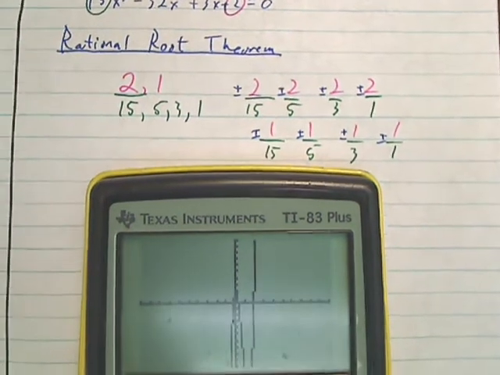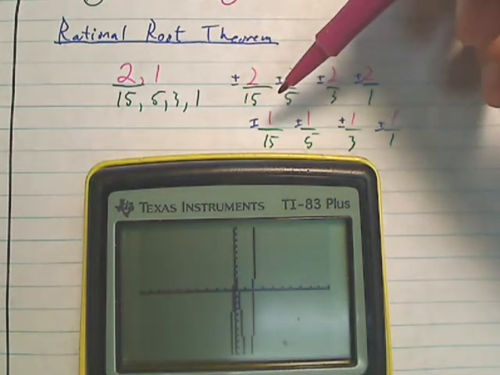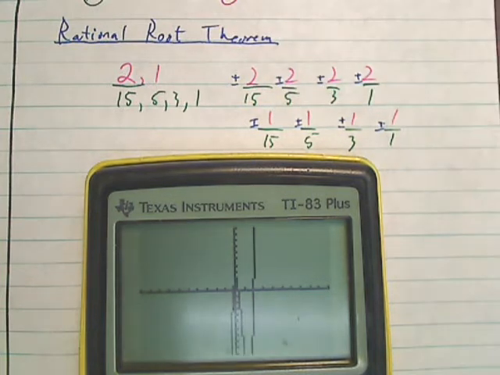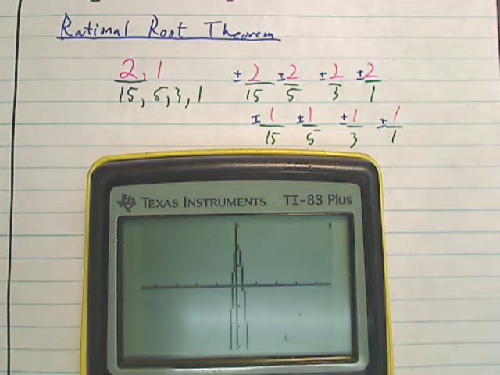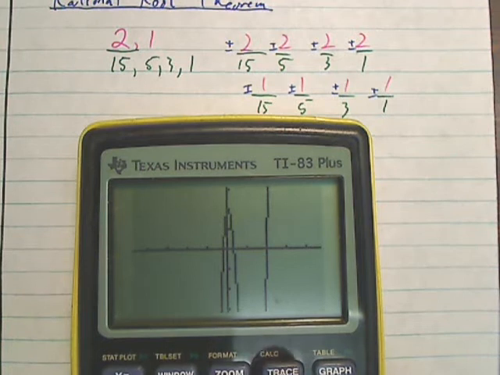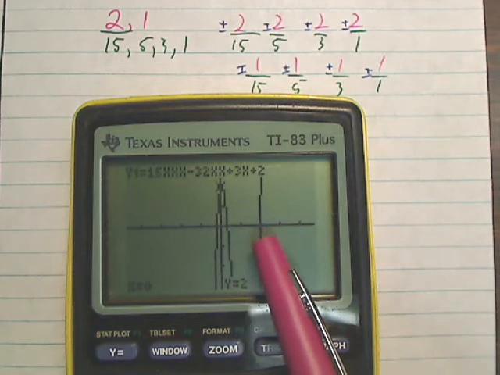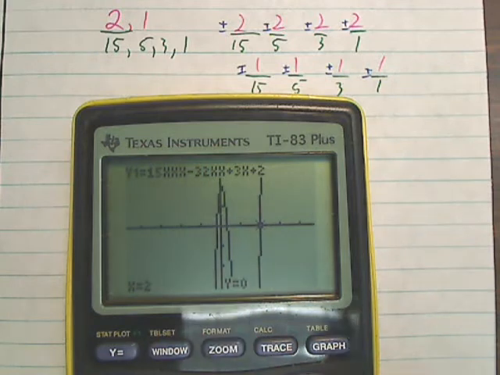Okay, this is in standard view. It's 10 by 10 by 10 by 10. But look at my answers. The biggest answer I have here is 2, and you can see that all the numbers are kind of small. So let's zoom in a little bit. I'm going to use zoom decimal. Okay, there we go. And now we can start to get some of these solutions here. Hit the trace button. Now this solution right here looks like it is at 2, and let's go ahead and hit 2 and double check. 2 is a solution, because 2 comes out to 0, so 2 is a root.